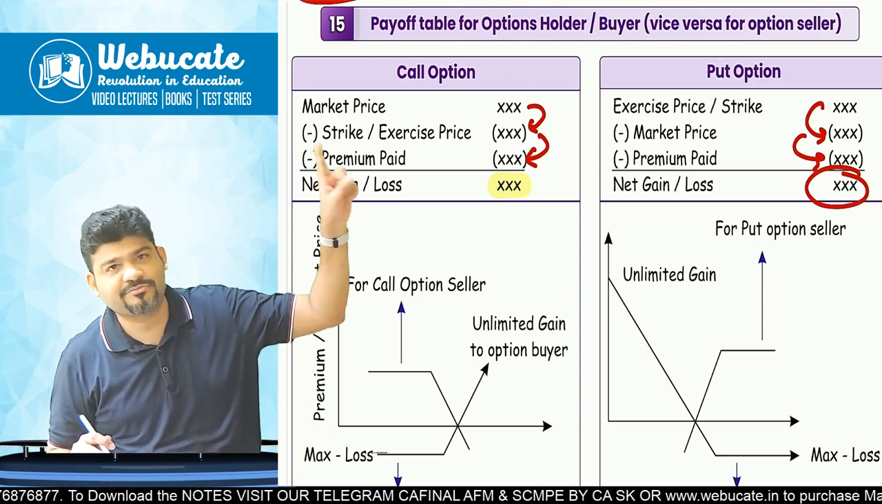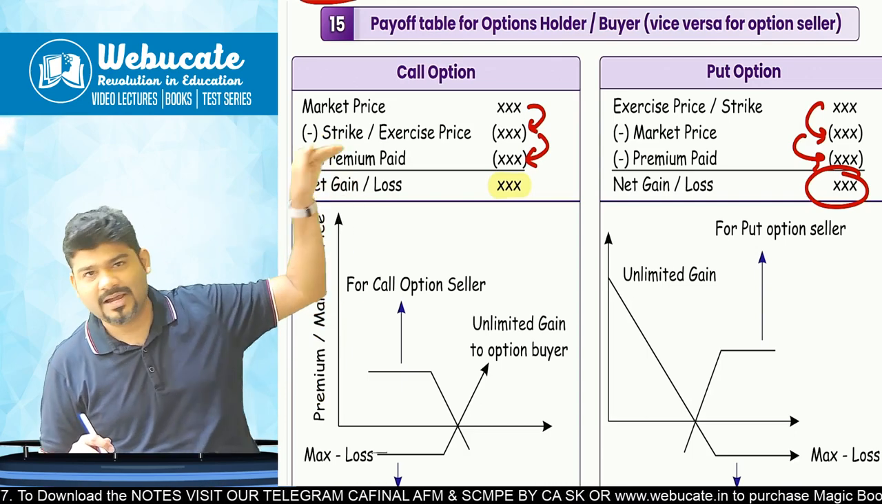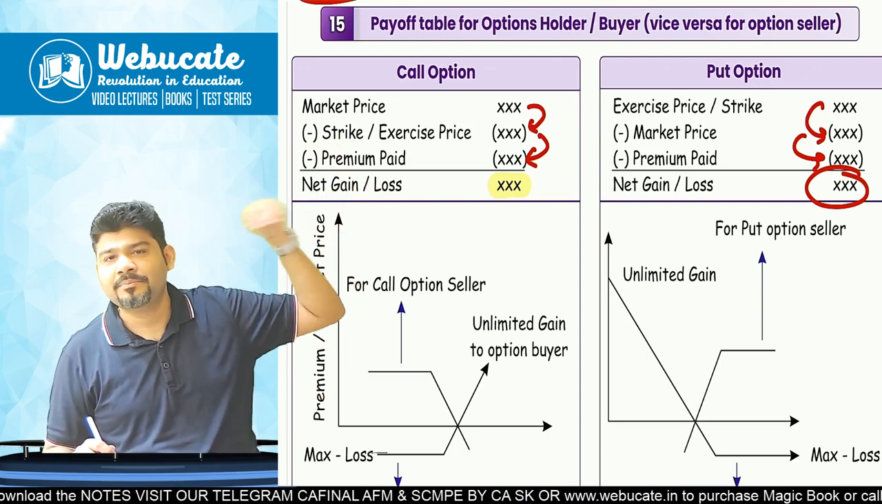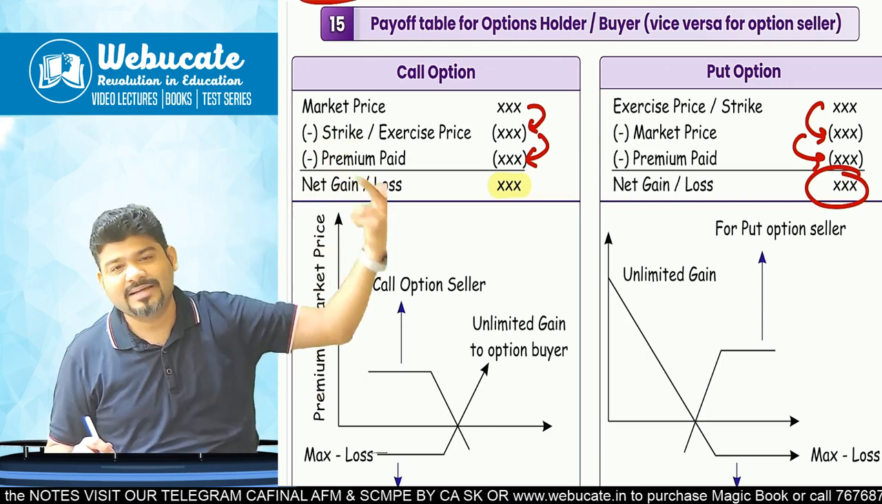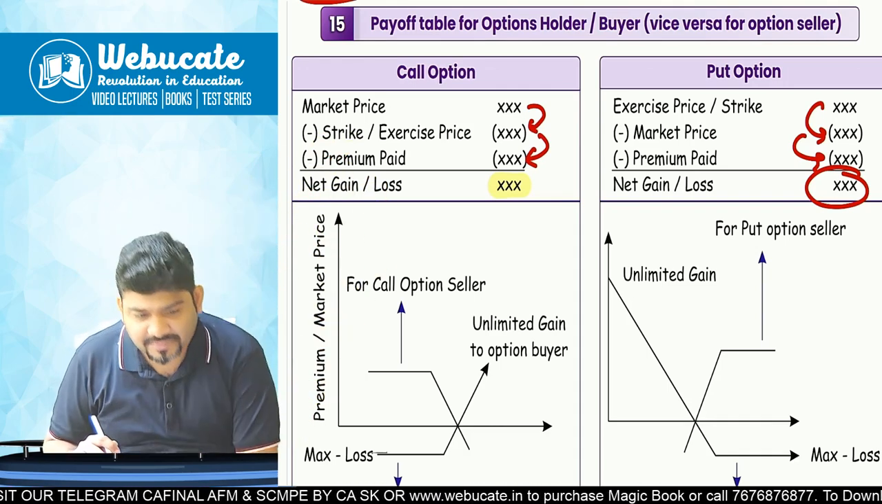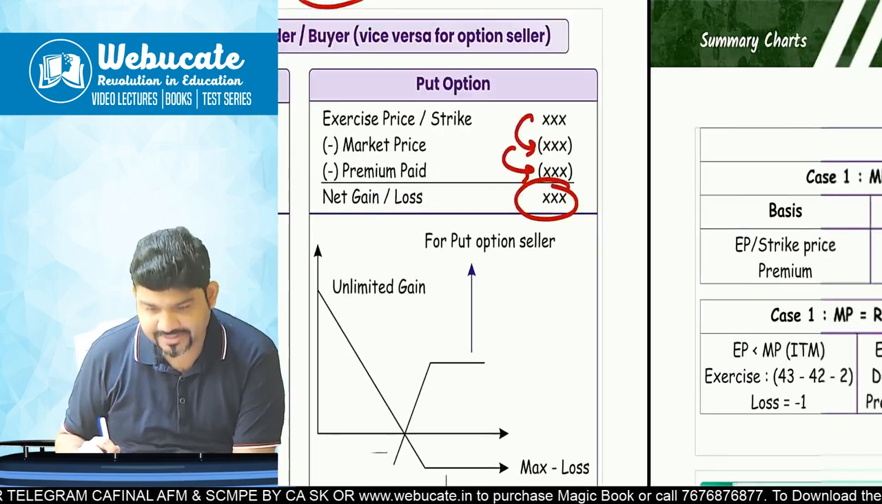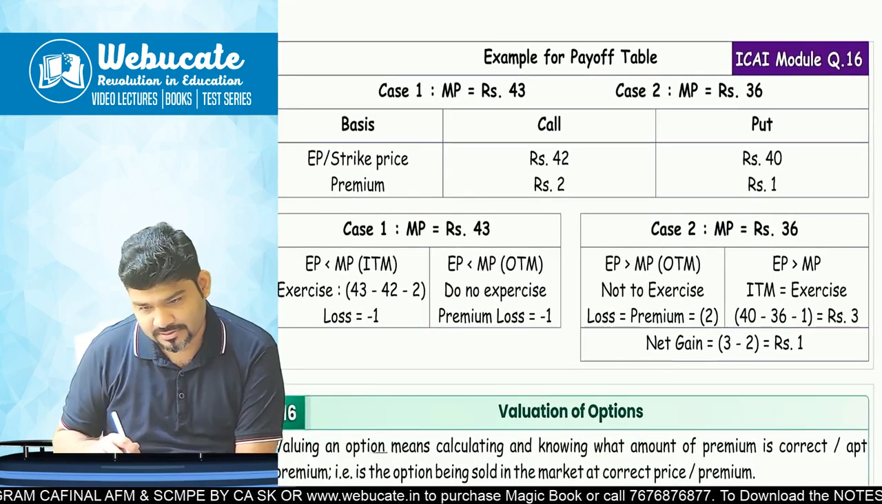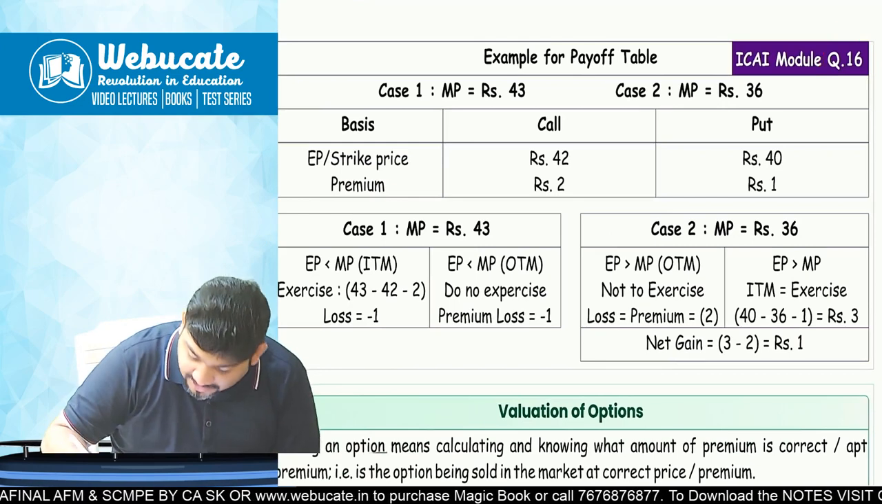So in case of call option, you want the market to go up. So market price minus exercise price minus premium paid will be your net payoff. Vice versa, put option, exercise price minus market price minus premium paid. Got it? Done. Now, this can also be taken as an example module question.